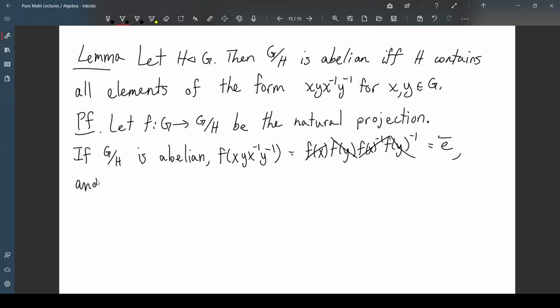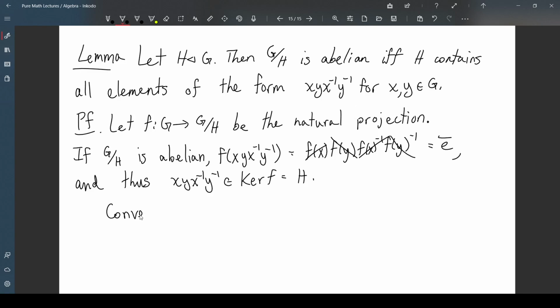And thus xyx inverse y inverse is contained in the kernel of f, which we know as H, right? The natural projection has a kernel of H. And therefore, we have one side of our if and only if, right? We said that if G mod H is abelian, then H will contain all of the commutator elements of G.